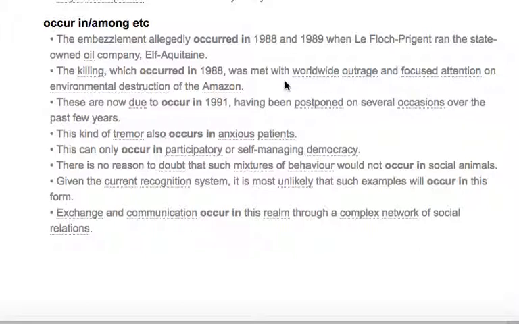Was met with. This is passive, past tense, passive. The verb is meet, it's irregular, met, with worldwide outrage, and focused attention on environmental destruction of the Amazon. These are now due to occur in 1991, having been postponed on several occasions over the past few years.